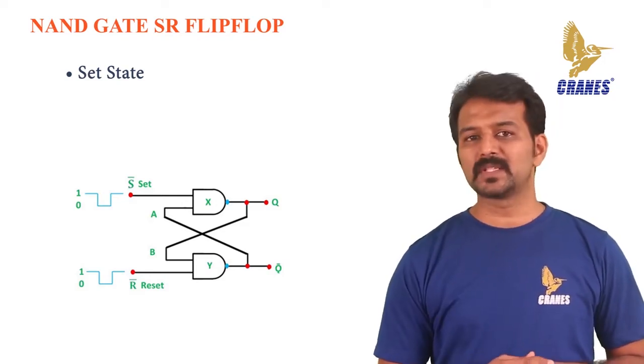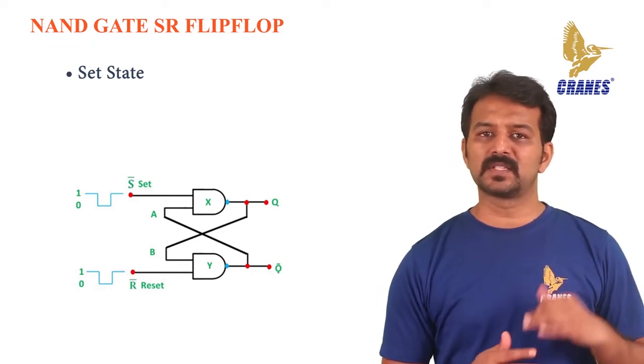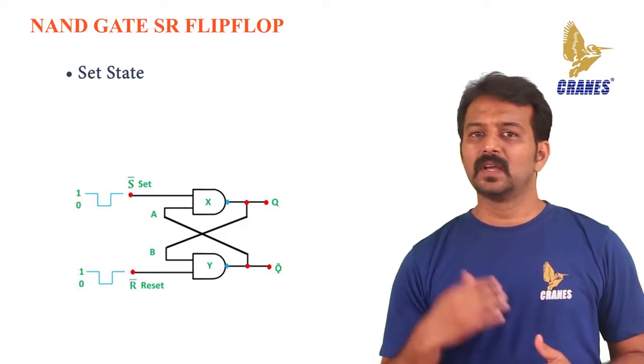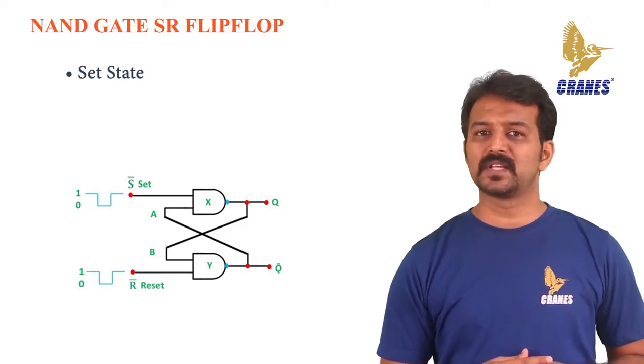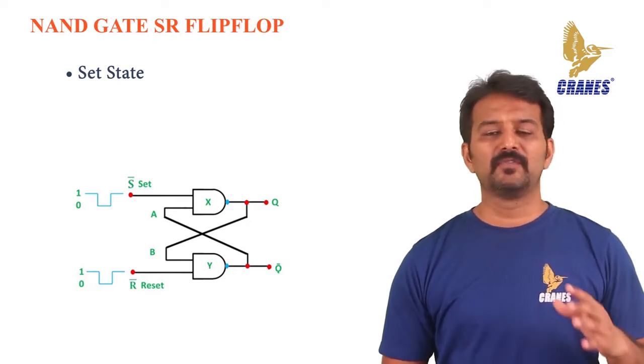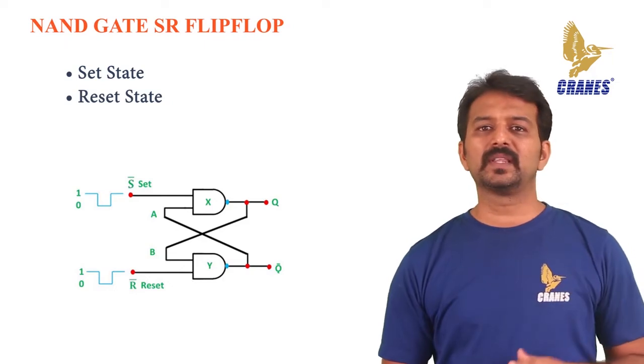The output at Q remains at high or logic level 1 as one of its inputs is still at logic level 0. As a result, there is no change in the state. Therefore, the flip-flop circuit is said to be latched or set with Q equal to 1 and Q bar equal to 0. Let's look at the reset state.